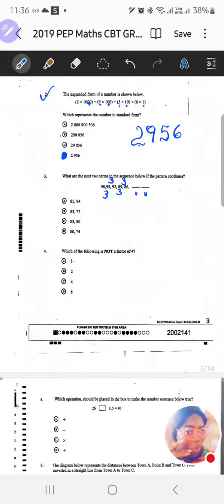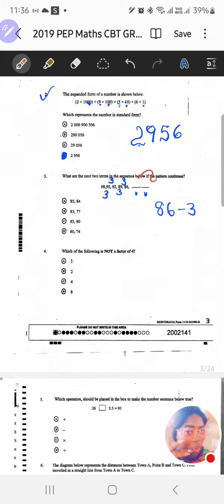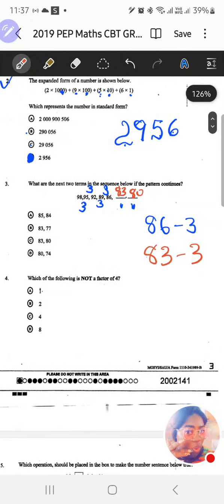So let me see your answer in the chat. If we're decreasing by 3 each time, so if we have 86 and we decreased by 3, we would have what? That looks like 83. So our next term would be 83. And then we decrease 83 by 3, that would be 80. So therefore, it looks like our next 2 terms are 83 and 80. 83, 80, that looks like option C. Thumbs up if you got this one correct.